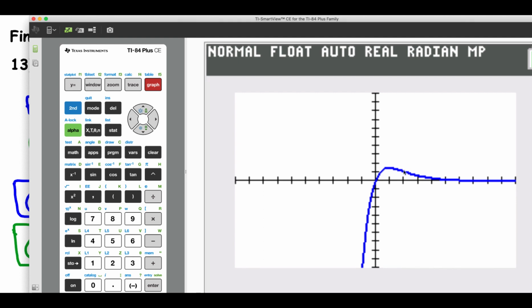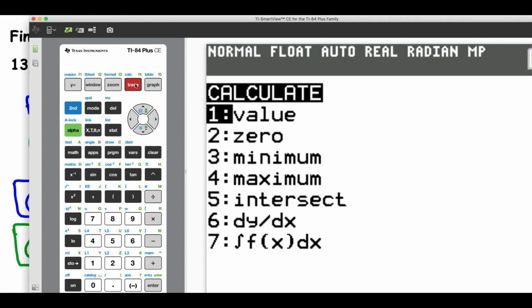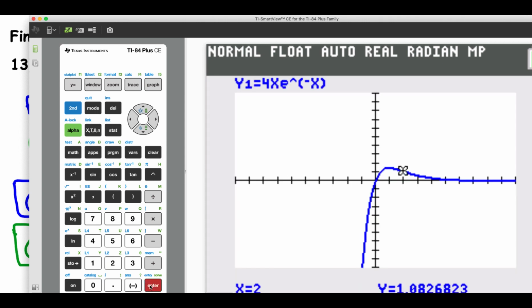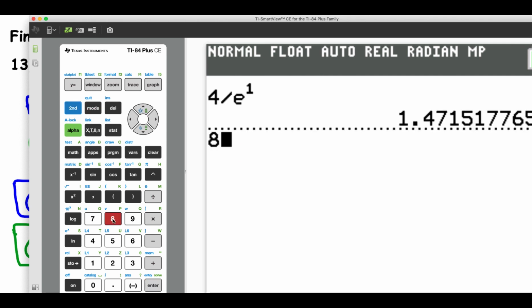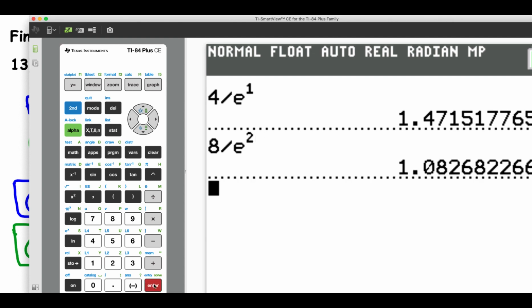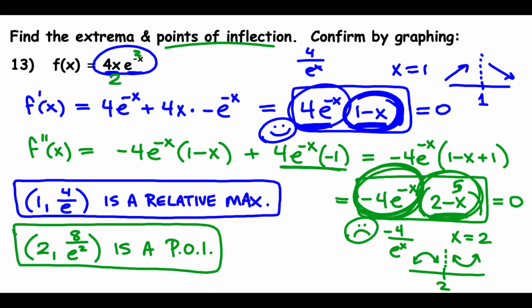And you can see that that does look good because we're going from concave down to concave up at 2. So that's (2, 8 over e squared). Let's make sure that the y coordinate's correct. Second calc value 2, 1.08268. 1.088 divided by e squared. Sure enough. All right. Fabulous.